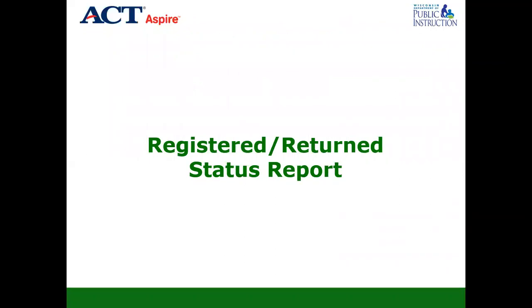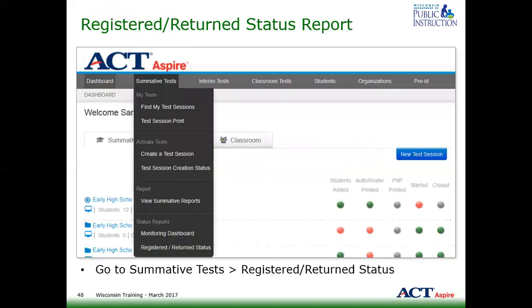The last thing we're going to talk about is the registered return status report. This was available last year, but we've made some updates. I just want to go through those quickly. The registered return status report is there to help districts and schools quickly see how many students have been registered for a test. When we say registered, that means they have been assigned to the test session, have had a test processed for scoring, or are still unregistered and need to be assigned to a test session.